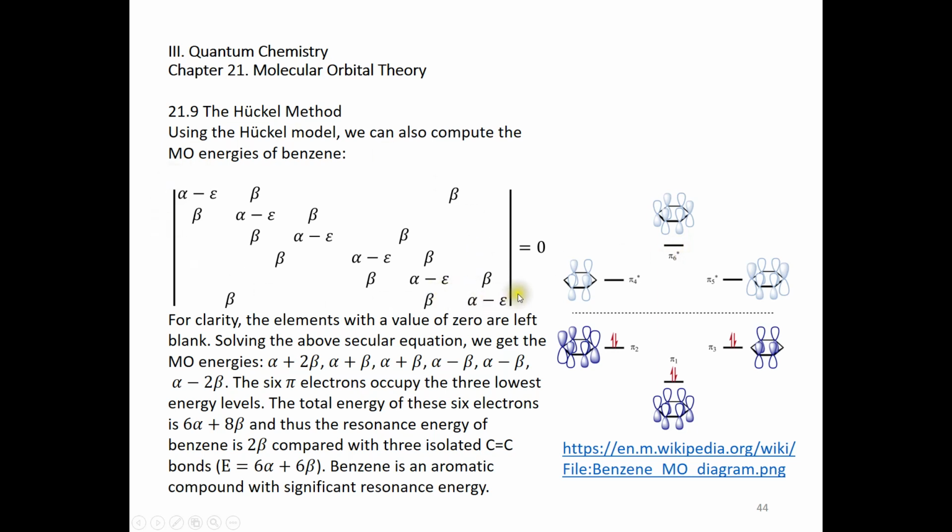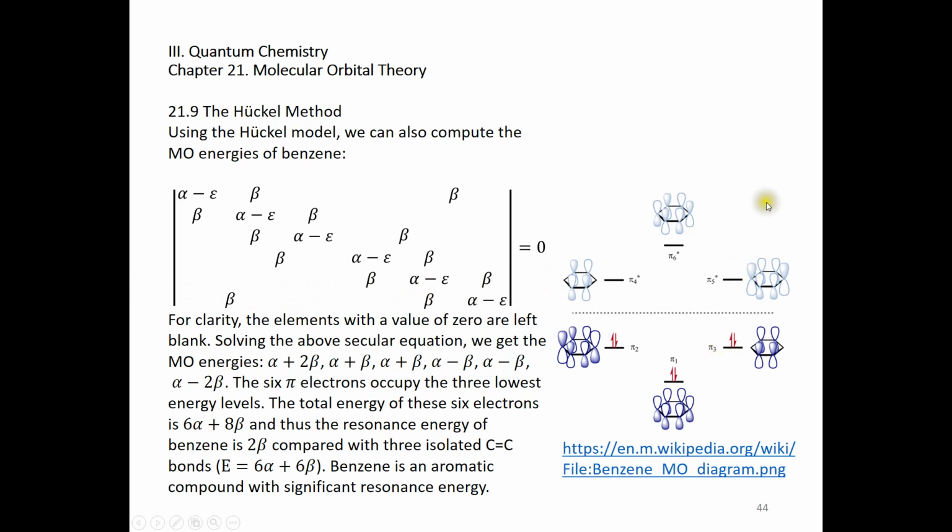Now let's look at this 6x6 determinant. Just because we have 6 MOs formed from 6 conjugated p orbitals, we need to solve this 6x6 determinant. We set it to 0. Now the diagonal elements are all alpha minus epsilon. But now this is carbon 1. Carbon 1 is bonded to carbon 2 and also carbon 6. That's why you see 2 betas in this row. And now carbon 2 is bonded to carbon 1 and carbon 3, etc. Finally, this is carbon 6. Carbon 6 is bonded to carbon 5 over here. It's also bonded to carbon 1. So that's why you also see 2 betas in the last row as well.